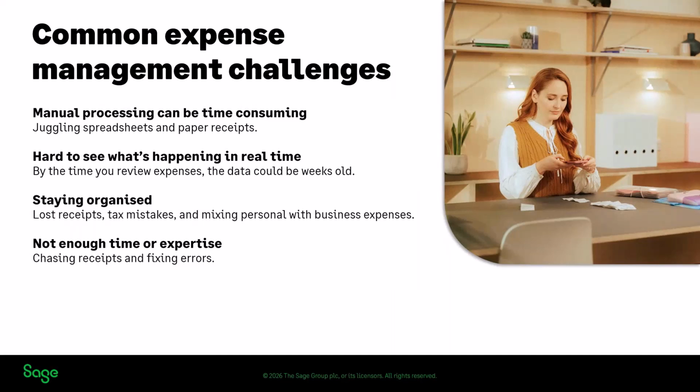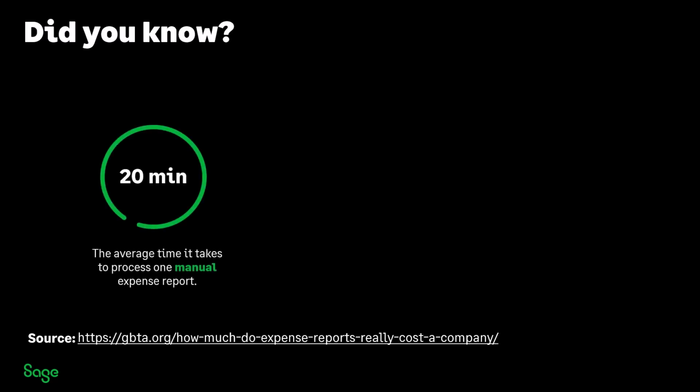And lastly, not enough time or expertise. Chasing receipts, correcting errors, and manually checking rules absorbs hours of valuable time, especially for businesses without a dedicated finance team. But did you know it takes an average of 20 minutes to process just one manual expense report? By the time you've checked the receipt, entered the data, and reviewed it, that's a significant chunk of time gone.